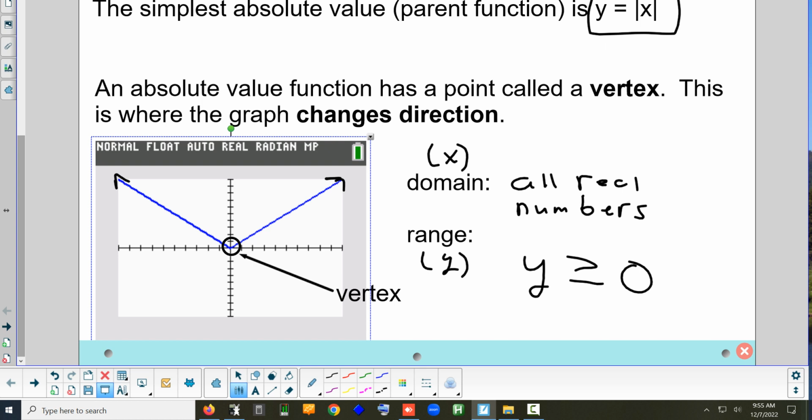The domain never changes, but the range could. For example, if you shifted it down like this, well, now the range isn't from 0 and up. The range would be from negative 5 and up. So if you shift it, we may have to check what the range is. Any questions on why the range there is from 0 and up?